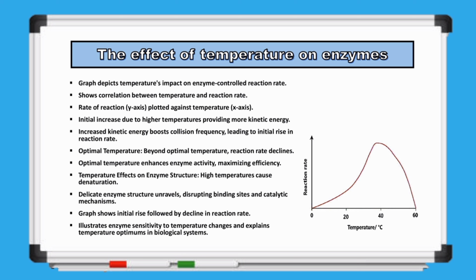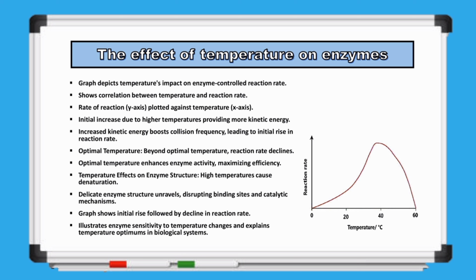Why is that? Well, higher temperatures provide more kinetic energy to the molecules involved. This increased energy leads to more frequent and more forceful collisions between enzymes and their substrates. As a result, the reaction proceeds at a faster rate. However, this increase doesn't continue indefinitely.